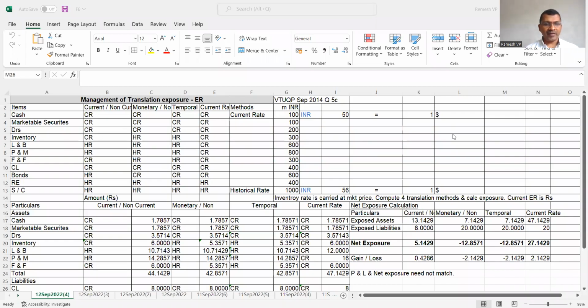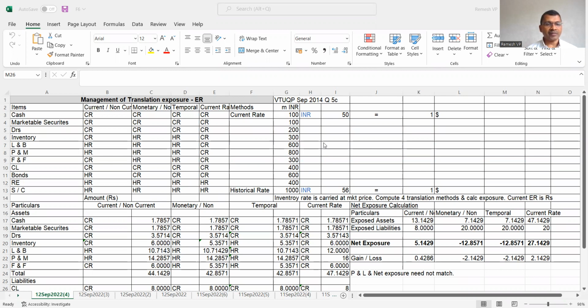Good day. In the next few minutes, I will cover a question in international financial management, asked by Visvesvaraya Technological University in its paper of September 2014, question 5C. It's on management of translation exposure.